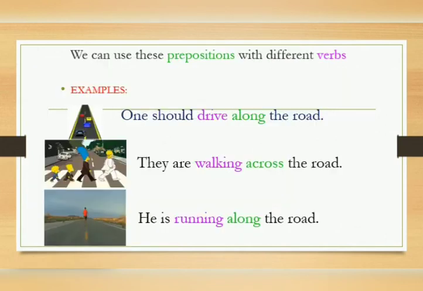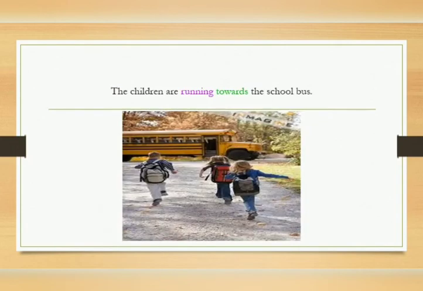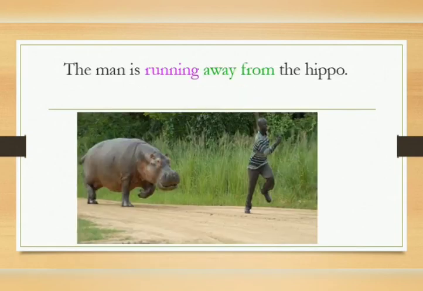These prepositions with different verbs. Examples: one should drive along the road. Second image, they are walking across the road. In the third image, he is running along the road. The children are running towards the school bus. The man is running away from the hippo.